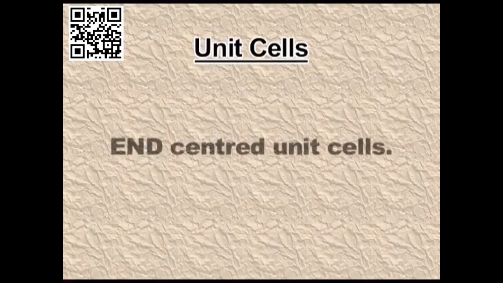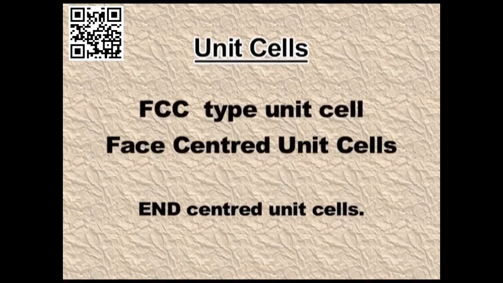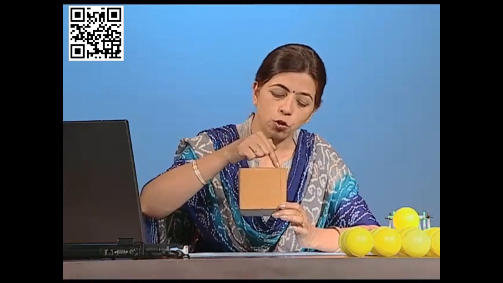There is also another type of unit cell that is known as the end-centered unit cell. This is a special case of FCC, you can say that. In the end-centered unit cell, the constituent particles are present at the corners and at the center of only one set of faces. One set of faces means if the constituent particle is present here, then the other will be present at the just opposite face, that means here.